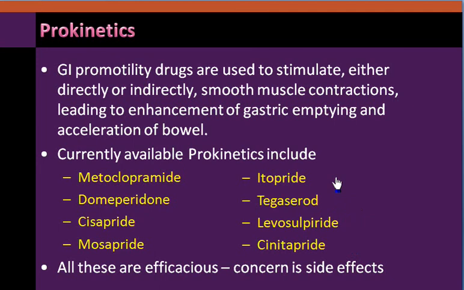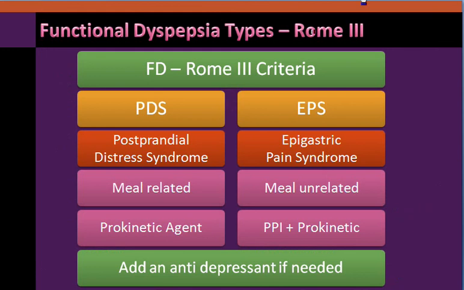So, among these, itopride probably is better tolerated than the other prokinetics. We have limited experience with levosulpiride and cinitapride. Tegaserod has got a specific role in IBS, which we will see a little later. Remember, all these prokinetics do work. All of them are efficacious. Only thing is, the concern is about the side effect profile. So much so, I would like to use drugs like itopride, which are having little side effects compared to the other drugs.